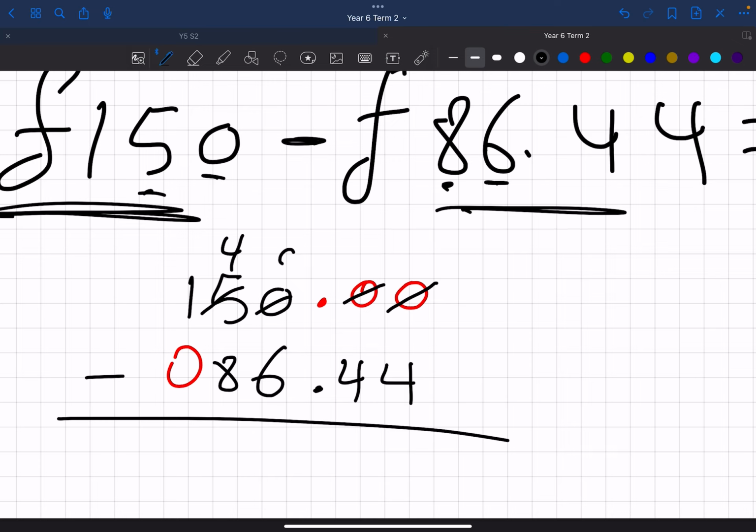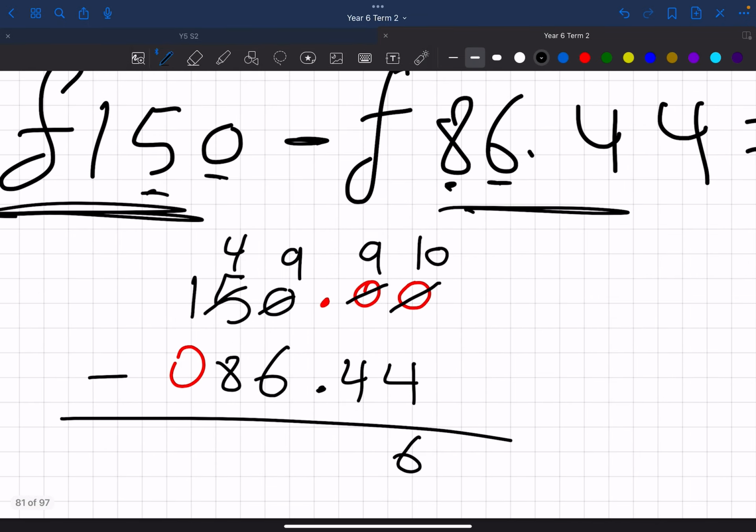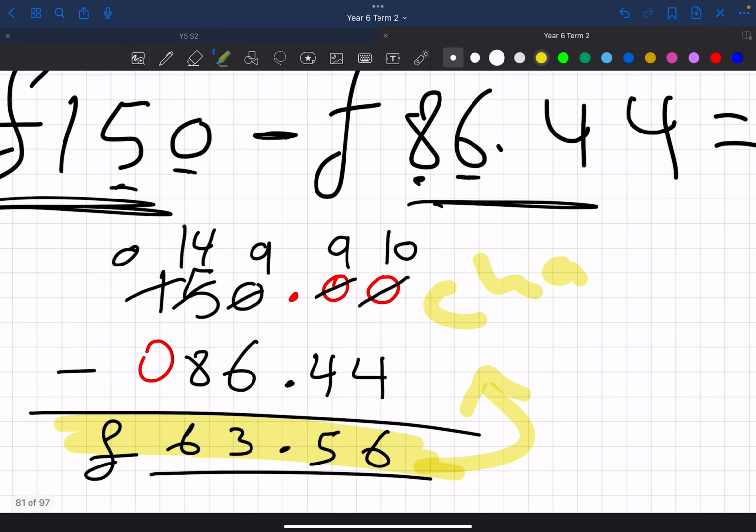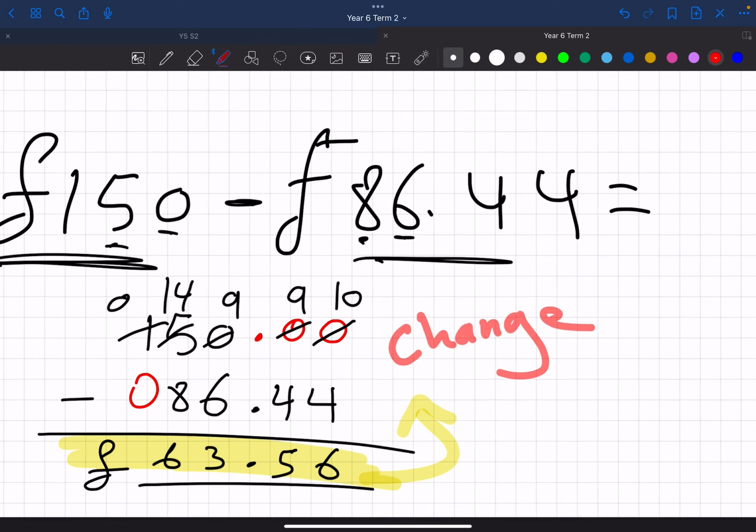So start. This will be 4. This will be 9. This will be 9. This will be 10. 10 minus 4, 6. 9 minus 4, come on, 5. The point goes down. 9 minus 6, 3. 4 minus 8, I can't, mister. I borrow. This will be 0. This will be 14. Now this will be 6. So my answer is 63.56 pounds. Mister, what is this number? What is this value? This is my change. Let me write it in a more prestigious way. This is my change.